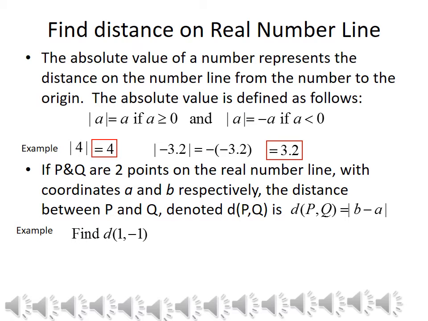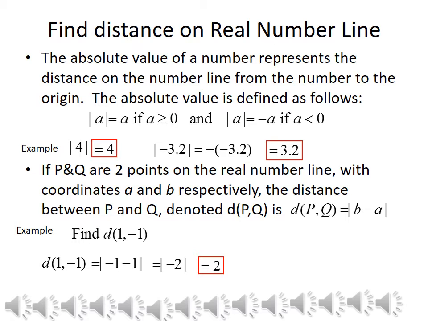So let's do an example. We want to find the distance between the points 1 and negative 1. So to find the distance between the points 1 and negative 1, we're going to want to plug 1 and negative 1 into the formula above. So that's going to give us the absolute value of negative 1 minus 1. If we simplify that, negative 1 minus 1 is negative 2, so we have the absolute value of negative 2. And the absolute value of negative 2 is just 2. So the distance between the points 1 and negative 1 on the number line is just 2.